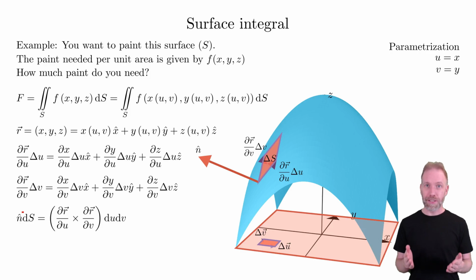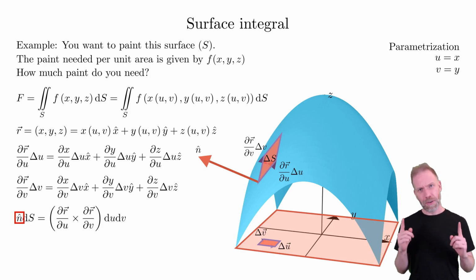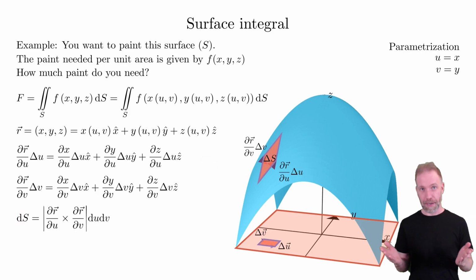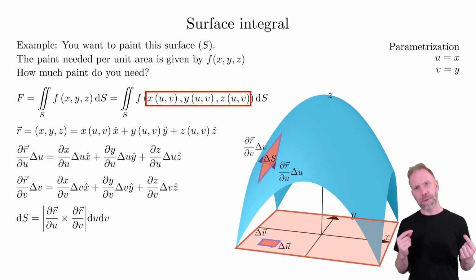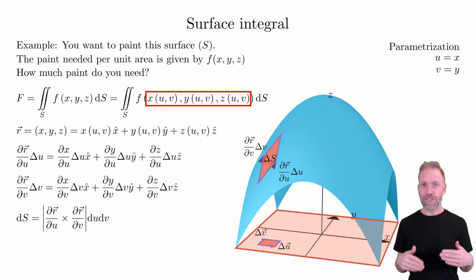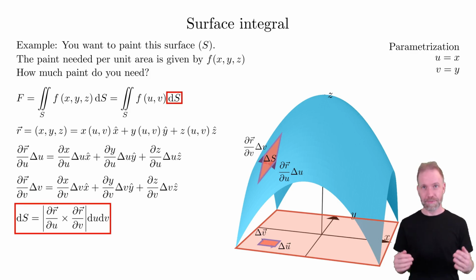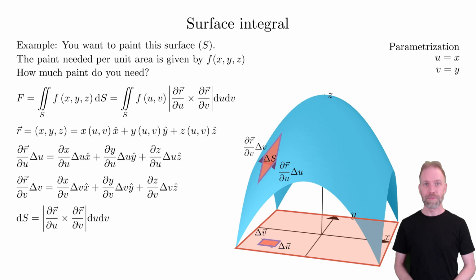In our particular example of painting the surface, we only care about the size of the element delta s, not the direction. Therefore, we can drop the direction and write it as the length of the cross product instead. We continue and update expressions for the integral. We can start by rewriting that f is a function of u and v instead. Then we can insert our surface element ds. And we have the expression for how to solve the surface integral when integrating over u and v.